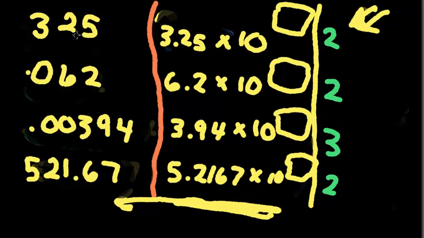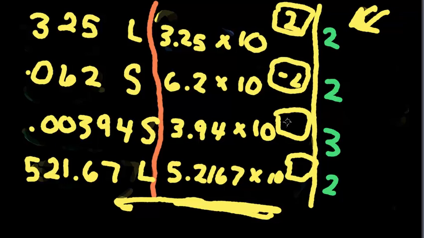All right, so working in this direction, from the scientific notation number back to the original, does it get smaller or larger? So from this number to this number, it gets larger. 3.25, going back to where we started from, gets larger. 6.2 to the original, it gets smaller. 3.94 back to the original, gets smaller. 5.2167 back to the original, gets larger. If it gets larger, the number is going to be a positive. If it gets smaller, the number is going to be a negative.